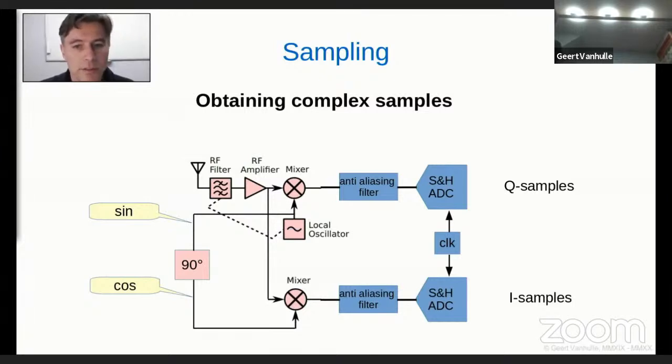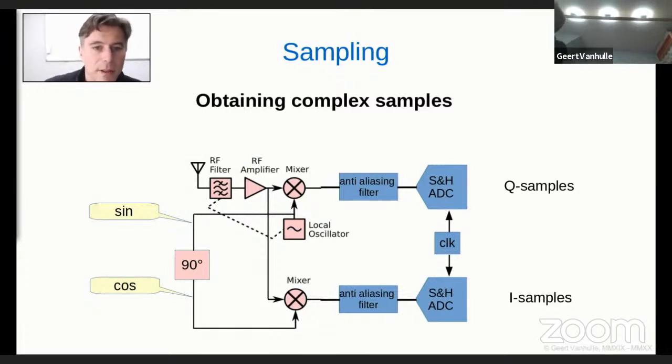Now note the sampling frequency here will determine the bandwidth of our signal. So the higher we take the sampling frequency, the higher the range of frequencies we will be able to process digitally. We will come back to that a little bit later. Now this is a very nice circuit, and it's actually also being used in this way. We can build an SDR receiver using this principle.